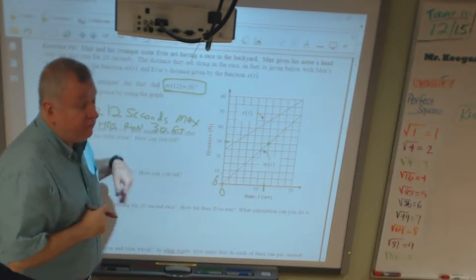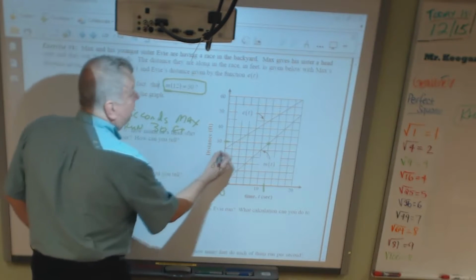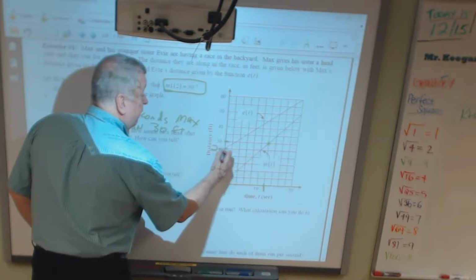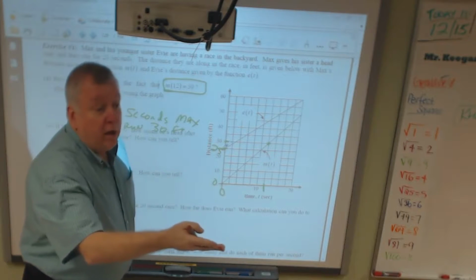How far ahead did she start? She started at 25 feet. 25 feet is right. He started at 0. She had to be standing like in front of him.